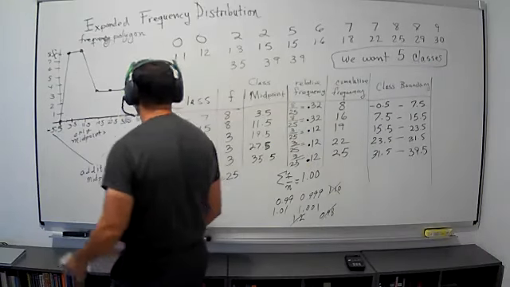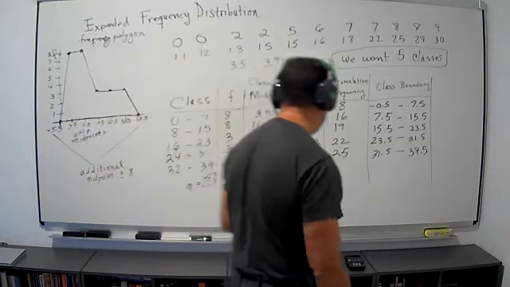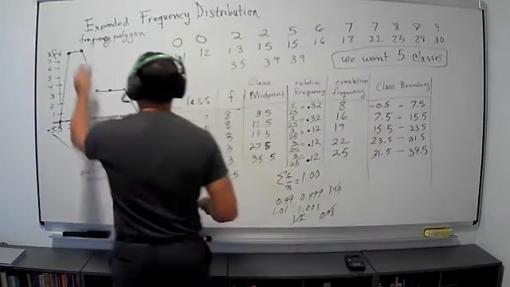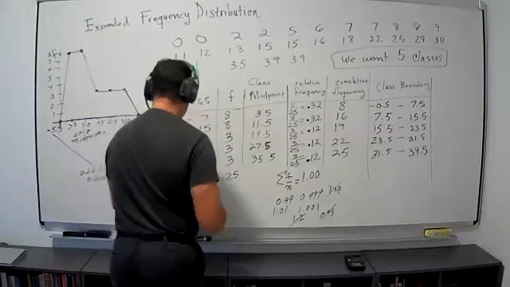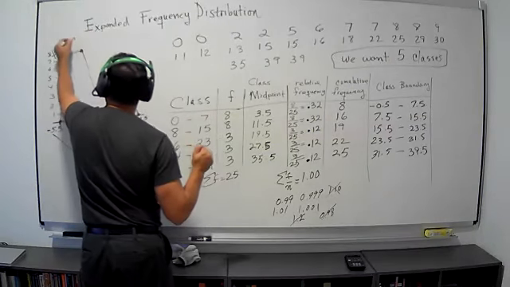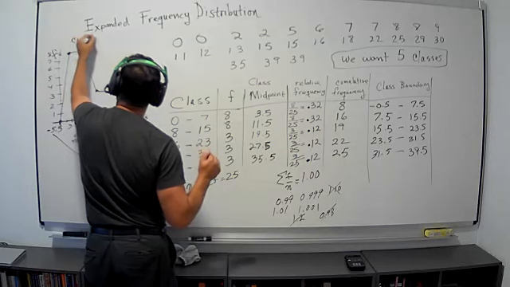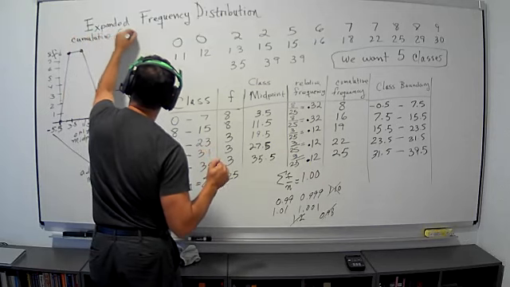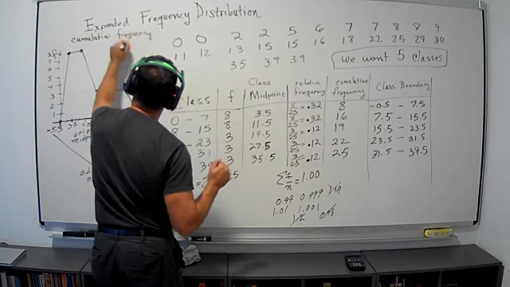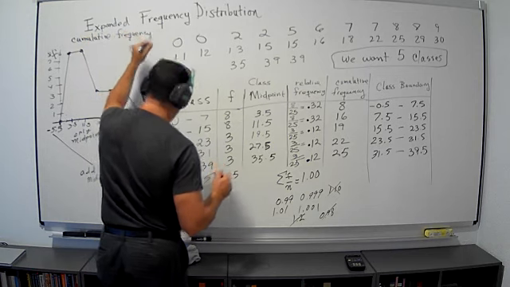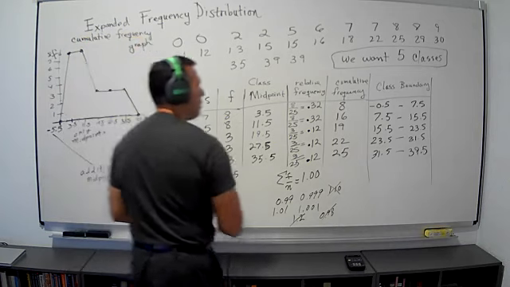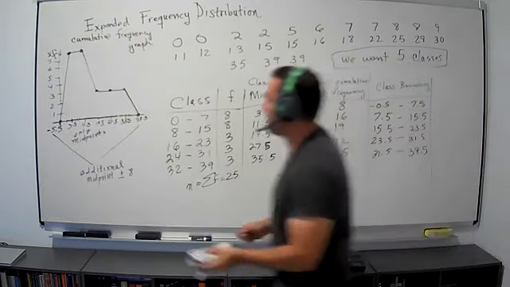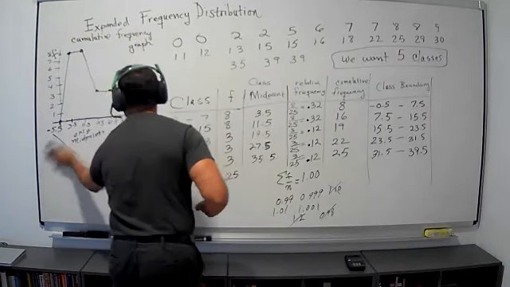So now we have one more graph. This is another line graph, by the way. It's called a cumulative frequency graph. So guess what we're plotting? These guys. Okay, I'm gonna go ahead and start from scratch here.